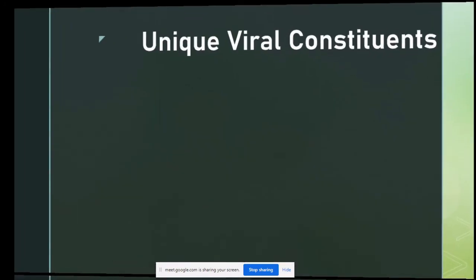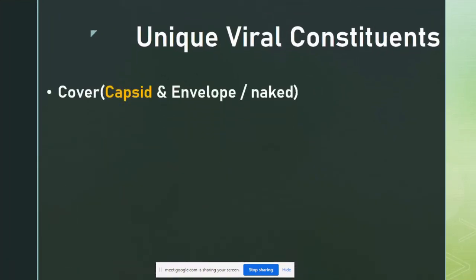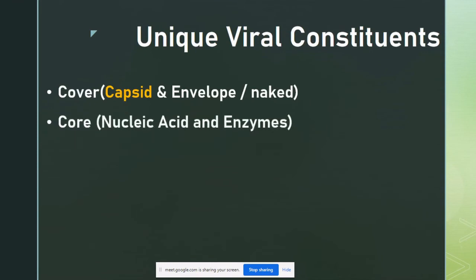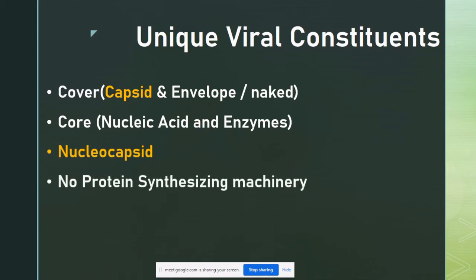So viral constituents cover that will have capsid and envelope, or it can be naked virus. If we talk about the core, it could be nucleic acid and enzymes. Nucleocapsid is the one which is combining of both capsid and nucleic acid. No protein synthesizing machinery is carried by the virus. It is using cells machinery. This is a very important point that I wanted to discuss with all of you.